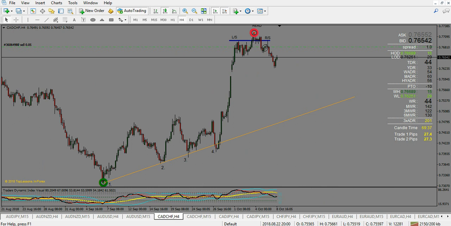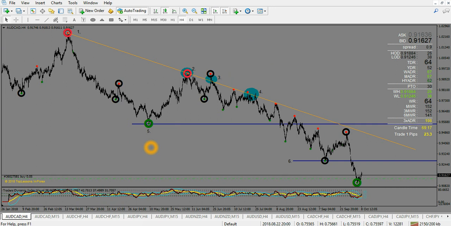For that one, I'm really confident. As it moves further down, I'm just gonna trail it with my stop loss into profit. So yes guys, let's have a look at another trade that I took. There we go, the AUD CAD.